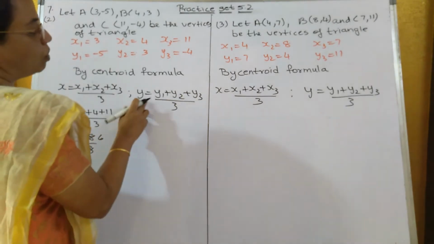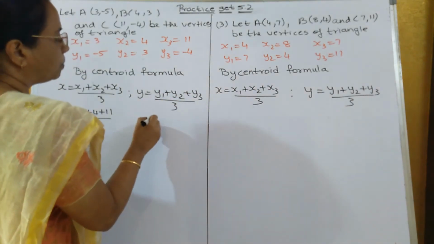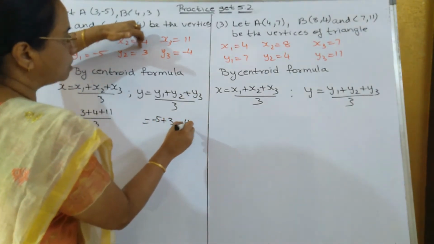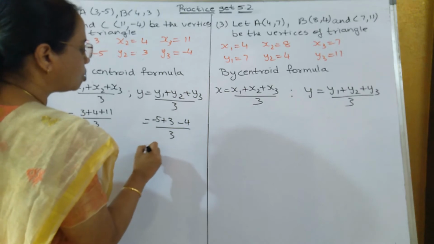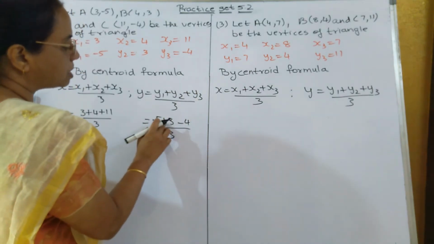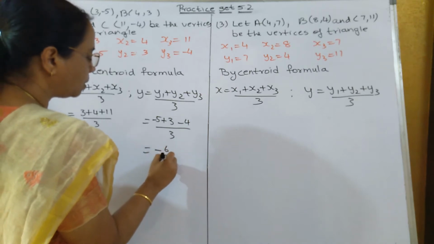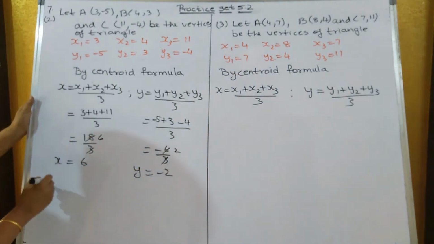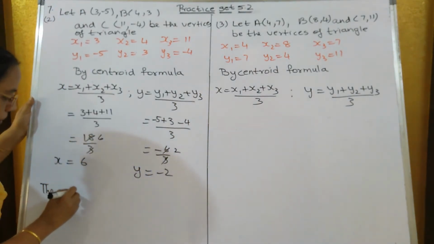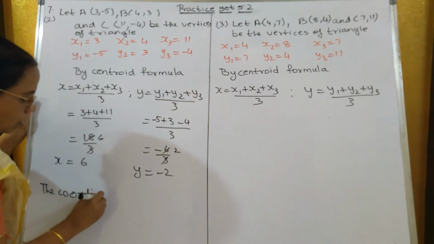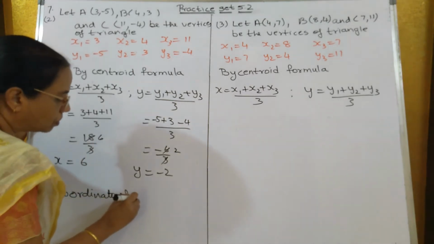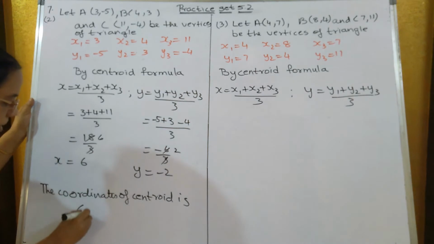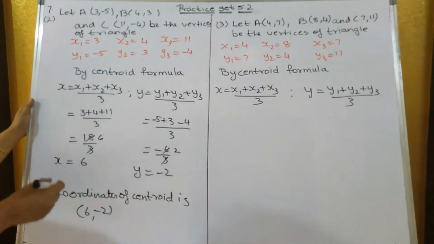Similarly, y is equal to y1 plus y2 plus y3 upon 3, that is minus 5 plus 3 minus 4 upon 3. So minus 5 minus 4 is minus 9. Minus 9 plus 3 is minus 6 upon 3, so that is equal to minus 2. So y is equal to minus 2. So the coordinates of the centroid are (6, minus 2).